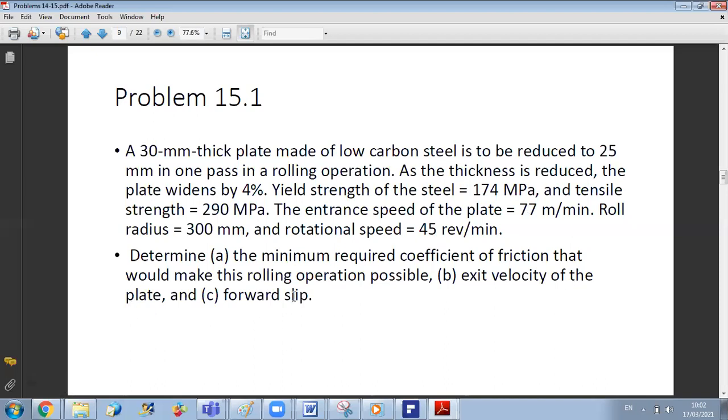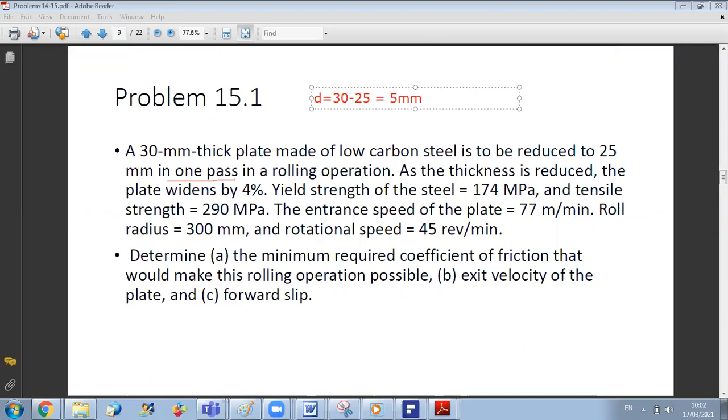So here we are in a rolling problem, and we want to perform the operation in one pass. To be able to perform the operation in one pass through the rolls, this means that the draft of the operation should be equal to the reduction. So here we desire to reduce from 30 to 25. So the draft desired to perform per pass, if I want to just do one pass, I want to go from 30 to 25. So the draft is equal to 5 millimeters.